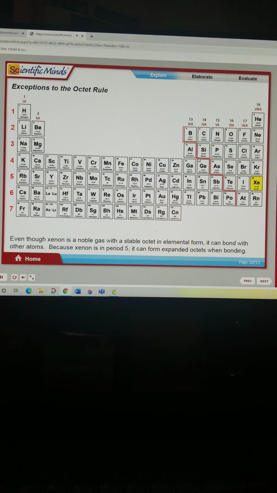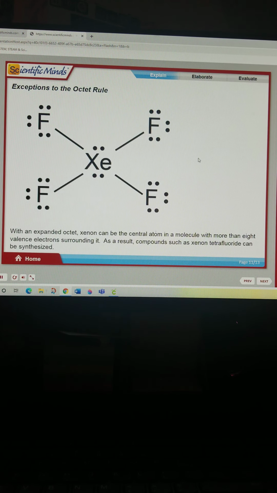Even though xenon is a noble gas with a stable octet in elemental form, it can bond with other atoms. Because xenon is in period 5, it can form expanded octets when bonding. With an expanded octet, xenon can be the central atom in the molecule with more than 8 valence electrons surrounding it. As a result, compounds such as xenon tetrafluoride can be synthesized.